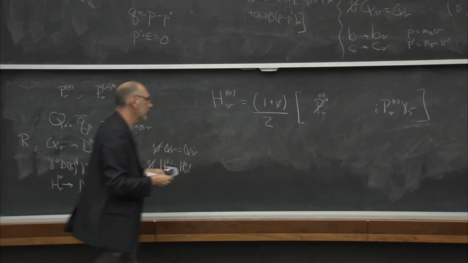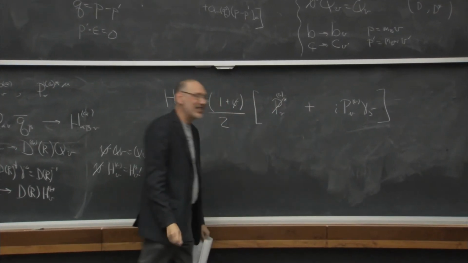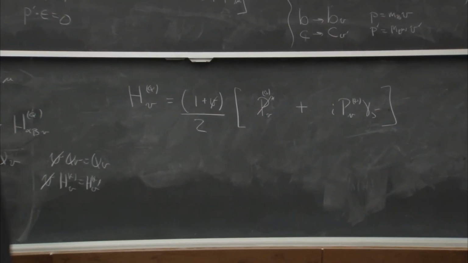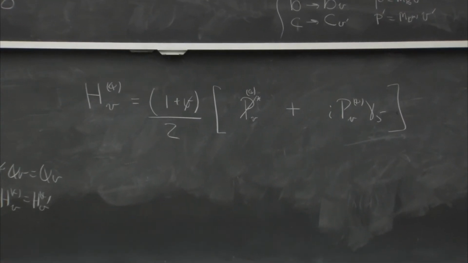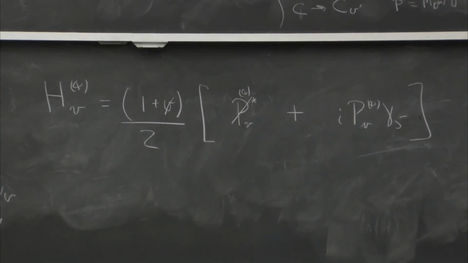So, that's it. Maybe I should write a sensible equation. There's a plus sign. That's it. We've now included them into this matrix H_v(Q). So now how do we do the group theory?